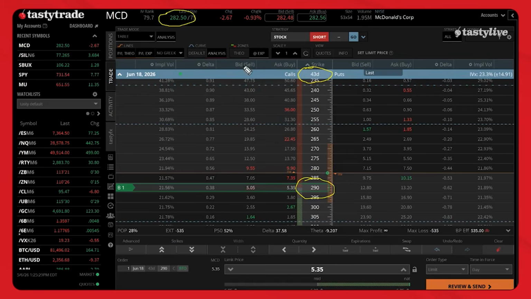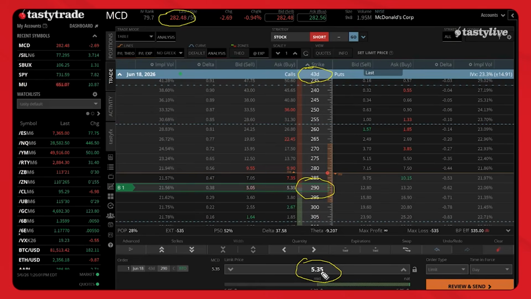So if McDonald's stays below my 290 strike, that is not going to be a good outcome for me, and this will be a losing position. But how much will I lose? Well, this is where an important part of a long call option comes into play. When you buy a call, or even a put for that matter, whenever you buy an option, the most you can lose is always the debit that you pay.